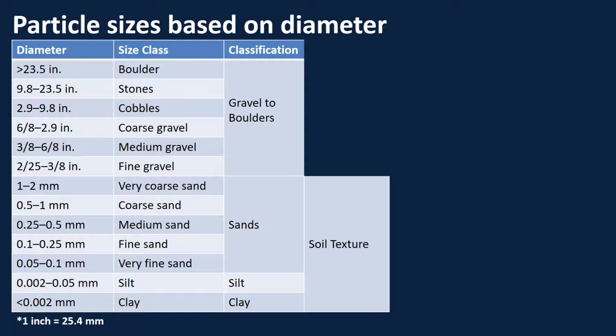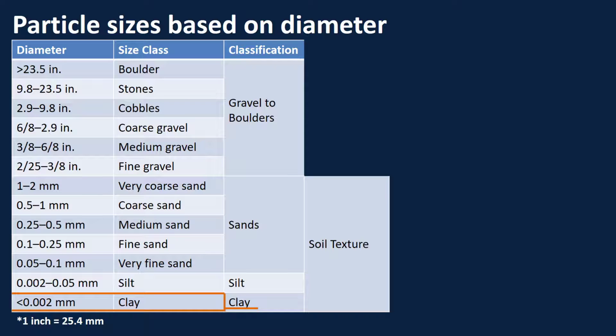So in this table here, we can see lots of different diameters ranging from less than 0.002 millimeters being a clay down here in this area, all the way up to boulder size, which are greater than 23.5 inches. But down here is where we're really going to focus on as far as a soil texture goes. So first of all, we're going to start out with the clays. This is anything that has a diameter less than 0.002 millimeters. And remember here that 1 inch is 25.4 millimeters.